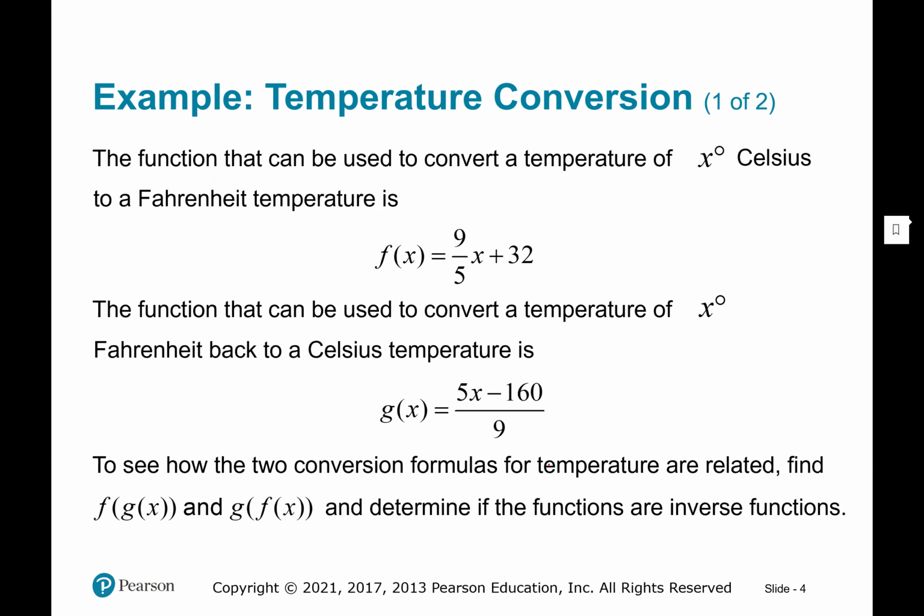The function that can be used to convert a temperature in degrees Celsius to Fahrenheit, we got this function, gosh, way back at the beginning of the semester. f of x equals 9/5 times x plus 32. The function that can be used to convert a temperature of degrees Fahrenheit back to Celsius is g of x equals (5x minus 160) divided by 9. Those two functions are inverses. To show that those two functions are inverses, you can evaluate f at g of x, and you can evaluate g at f of x. We're going to do that.